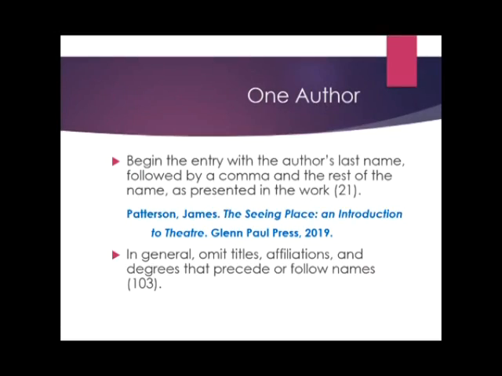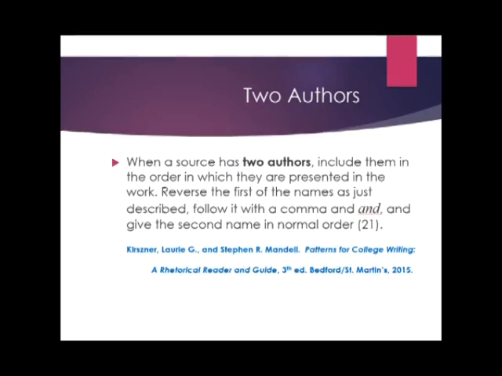The first core element is the author. The author's name is inverted. That is, the last name is given first and the first name is given second. We invert the author's name so that the documentation on the Works Cited bibliography is given in alphabetical order. The author section ends with a period.